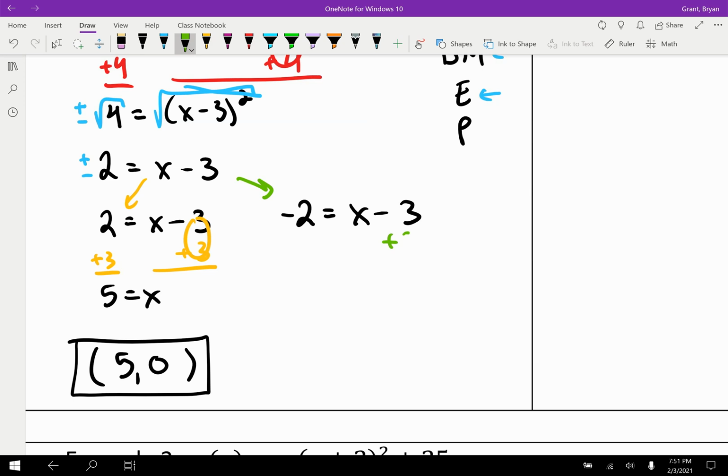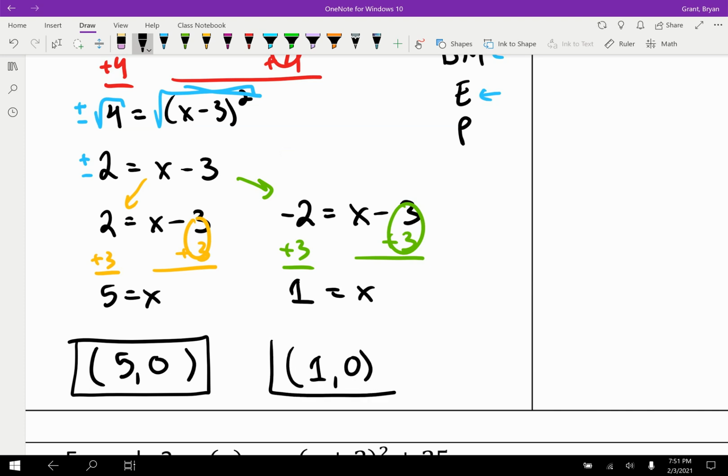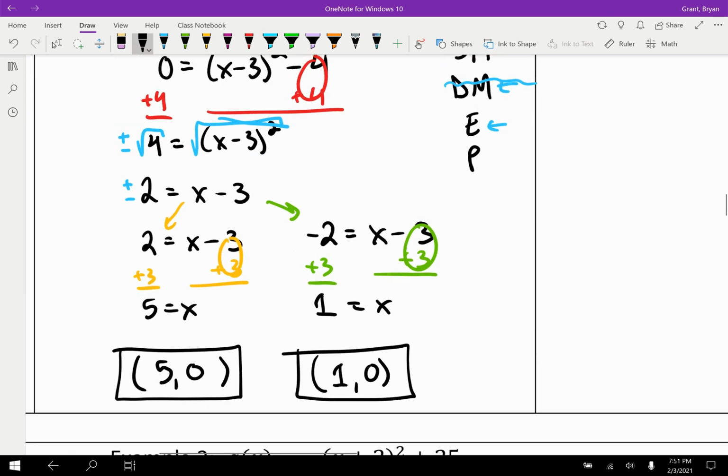To solve here, we still add 3 to both sides, but be careful. Don't think that just because one of them was 5, the other answer will be negative 5. Negative 2 plus 3, or 3 minus 2, is 1. And so our other 0 is an x of 1 when y is 0. Two answers to a square root. You've got to be careful there.